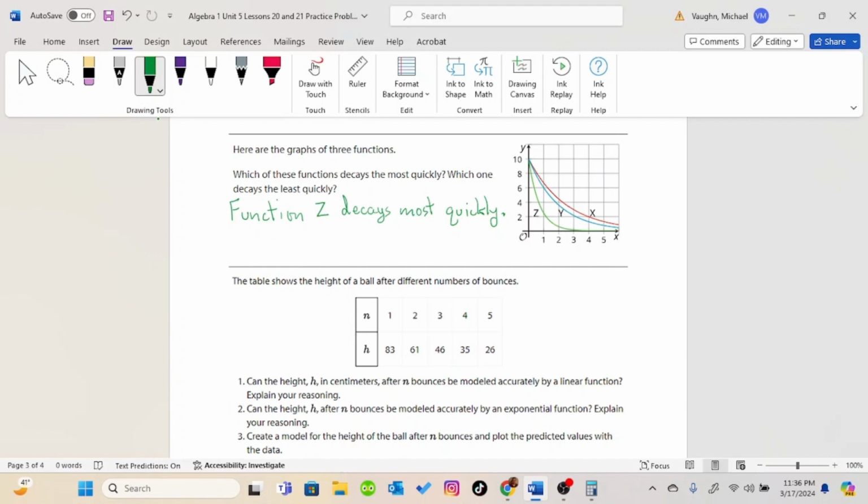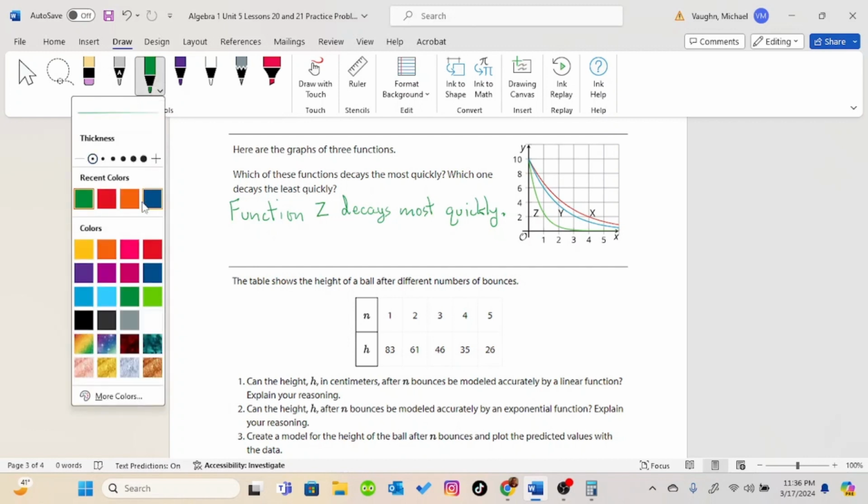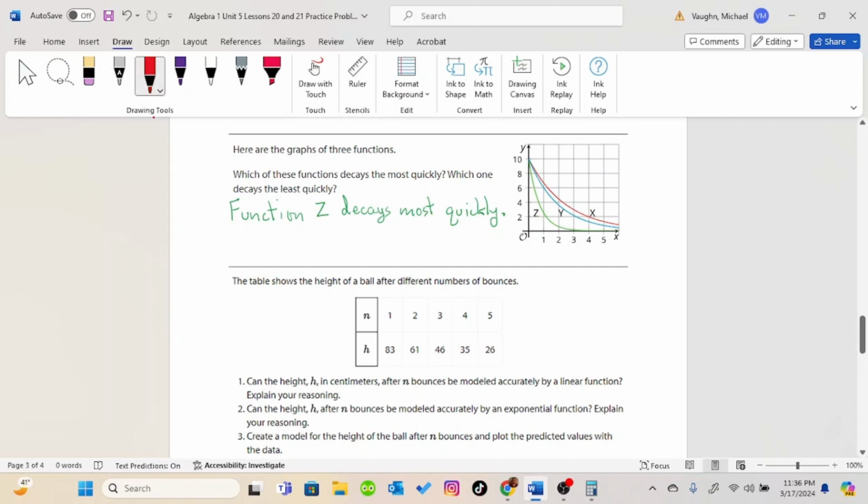Then they ask which one decays the least quickly. That would be the line on top that is the least steep. So function x, the red line, decays the least quickly.